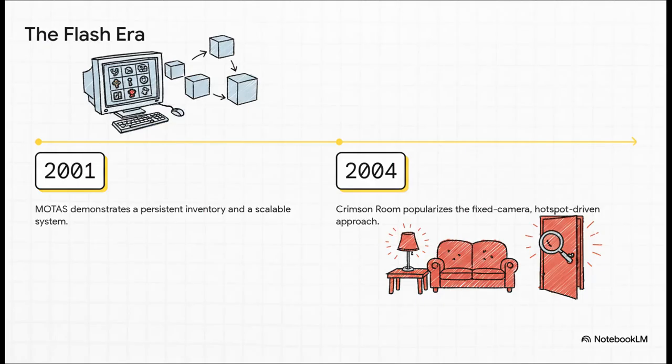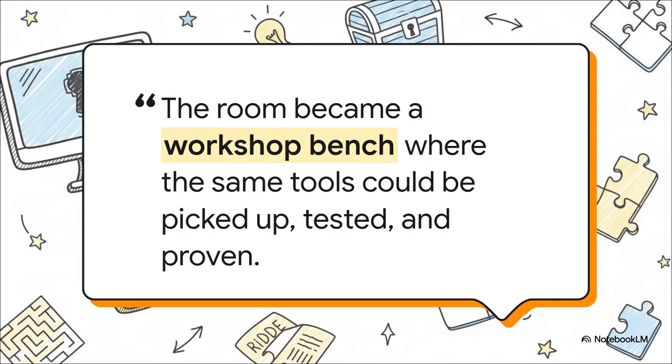And that brings us to the Flash era, back in the early 2000s. This is where the format really, truly found its footing. You had pioneers like Modas in 2001, which was a big deal, because it showed you could have a scalable system with an inventory that actually remembered your stuff. But the real explosion happened in 2004 with Crimson Room. It totally cemented the formula we all recognize, that fixed camera view where you're just hunting the screen for those little interactive hotspots. But this wasn't just some creative choice. It was actually super pragmatic.